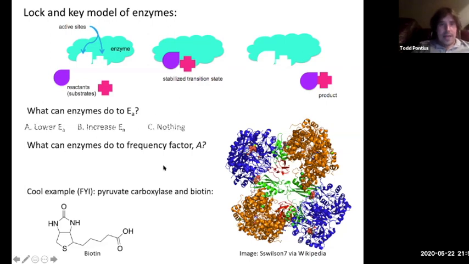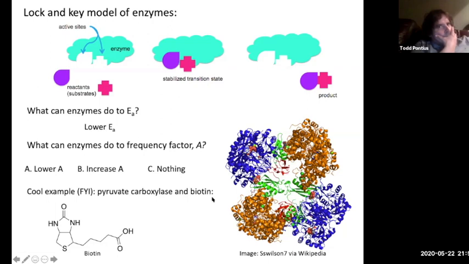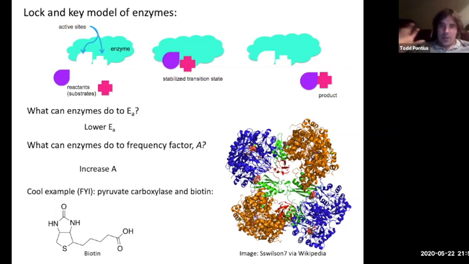That's right, they lower it. Lower activation energy means a faster reaction. What do you think they do to the frequency factor A? That's right, they increase it. They hold molecules in specific ways that prime them to have more favorable collisions to allow the reaction to go more quickly.